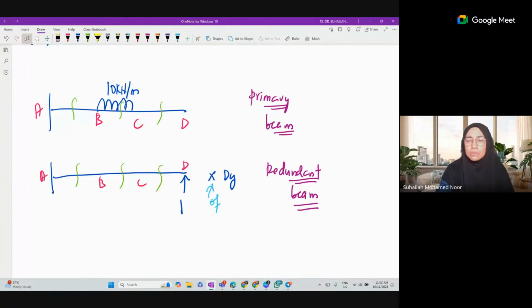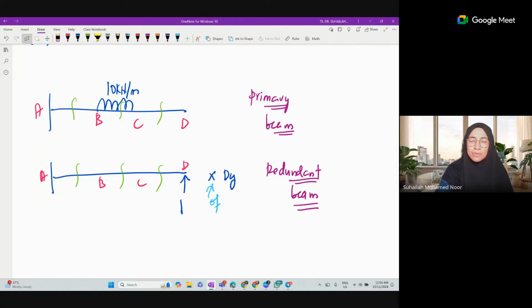Okay, so to analyze later on, any type of structure, we will have to analyze two systems, two structures like this. We will have primary beam, primary frame, primary truss, primary structure. And the primary structure is a determinate structure, and the structure has all external loading, all real loads in the system. We have to calculate reaction, then write moment equation, then only we can determine displacement.